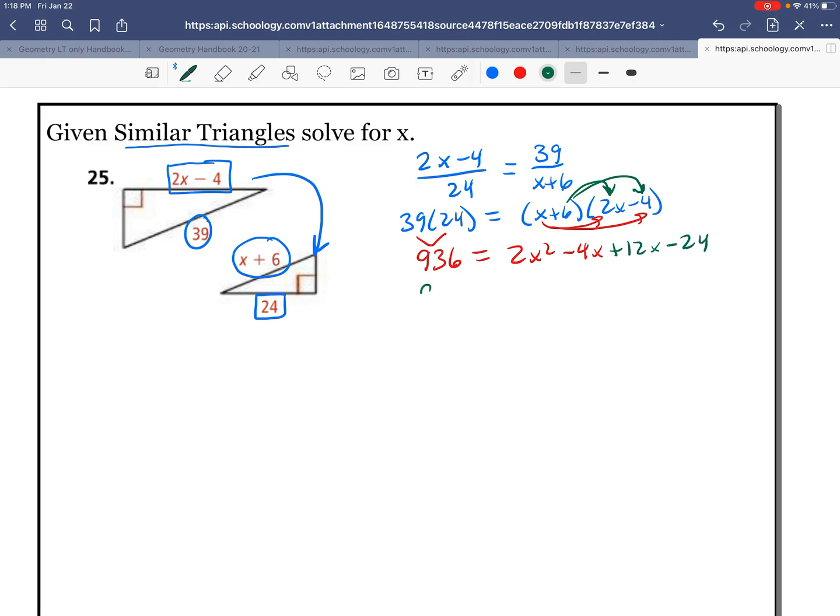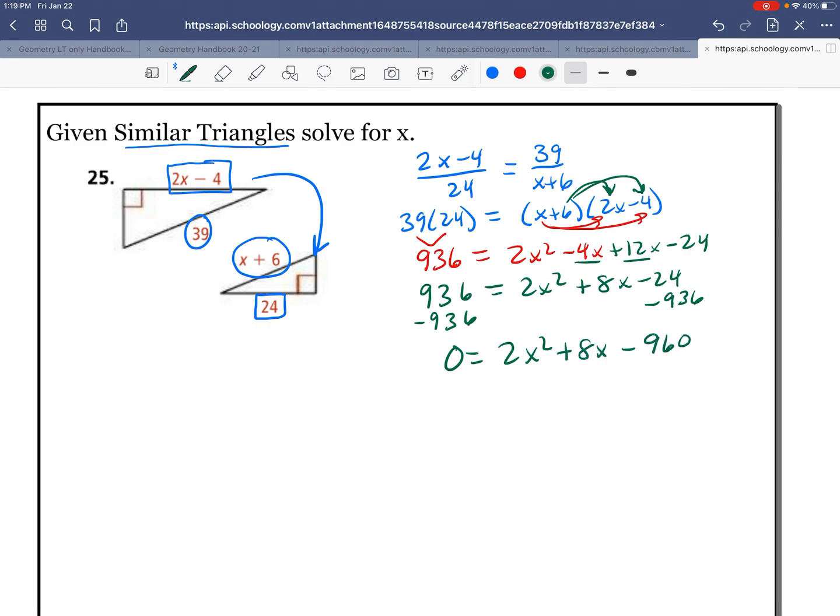Now I'm going to add all my like terms together. And then these two added together give me 8x. Now, this is a quadratic. I'm going to have it equal to 0, so I've got to subtract 936 on both sides. So I get 0 equals 2x squared, it always has to be equal to 0, plus 8x minus 960. This is my quadratic equation.